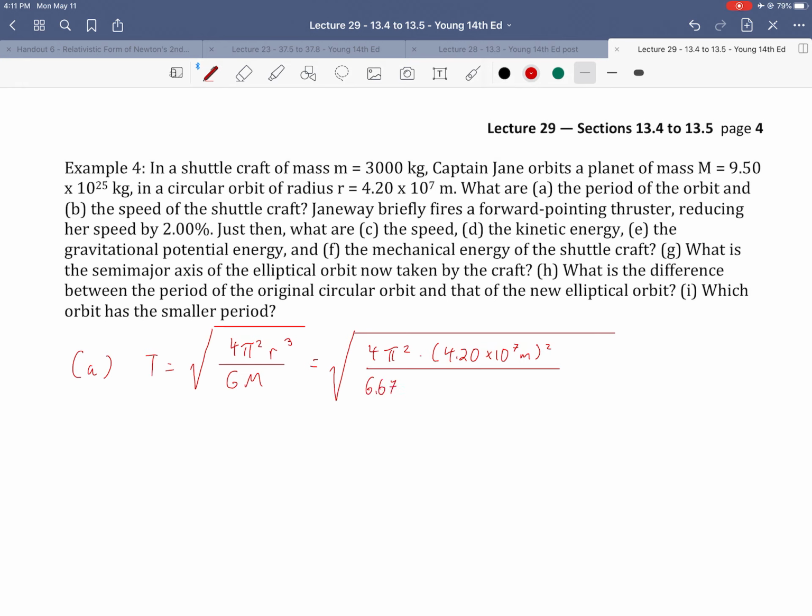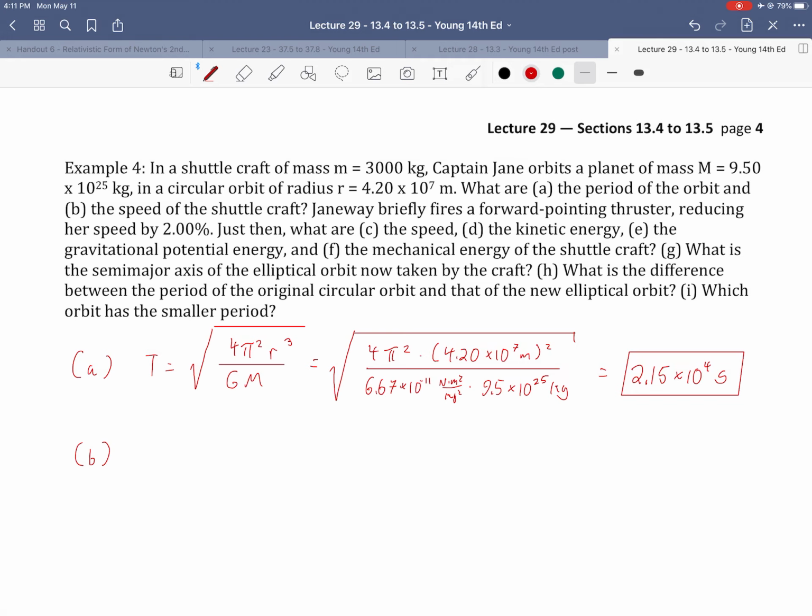There we are. And then 6.67 times 10 to the negative 11 Newton meter squared over kilogram squared. All right, and then our mass, which was 9.5 times 10 to the 25 kilograms. Looks good. Okay, so we'll plug in those numbers, and we get 2.15 times 10 to the 4 seconds. Okay, so there's our period. That's part A.